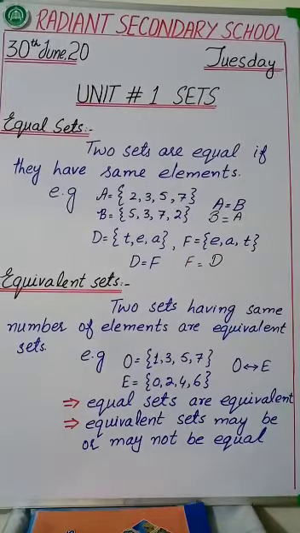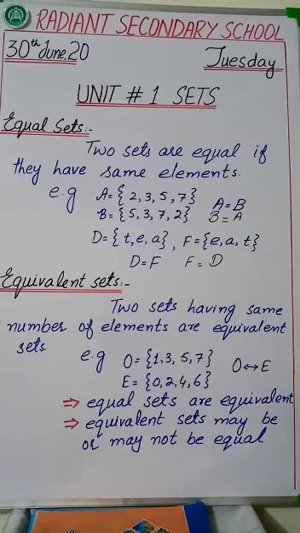Now the equivalent sets. Two sets having the same number of elements are equivalent sets. Look at the set O: 1, 3, 5, 7. It has 4 elements. Set E, the set of even numbers, also has 4 elements: 0, 2, 4, 6. You can see that both sets have different elements. So they are not equal.